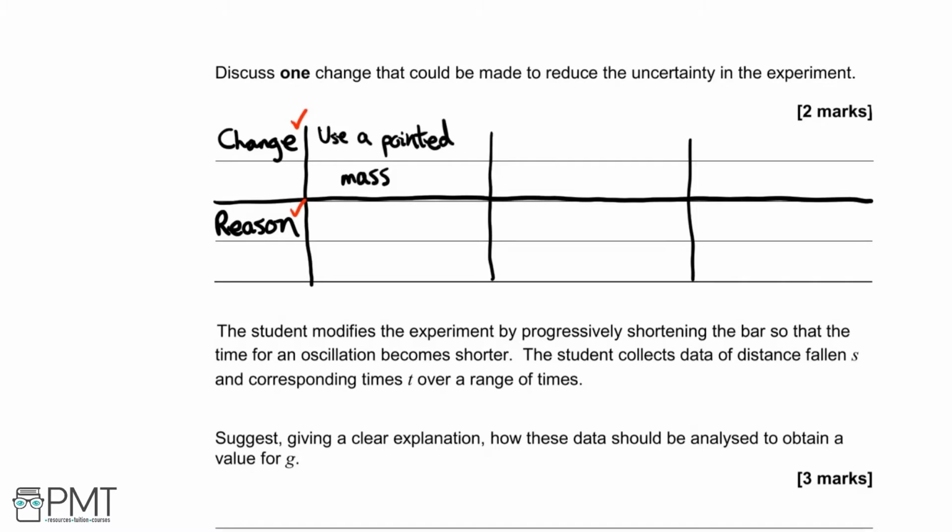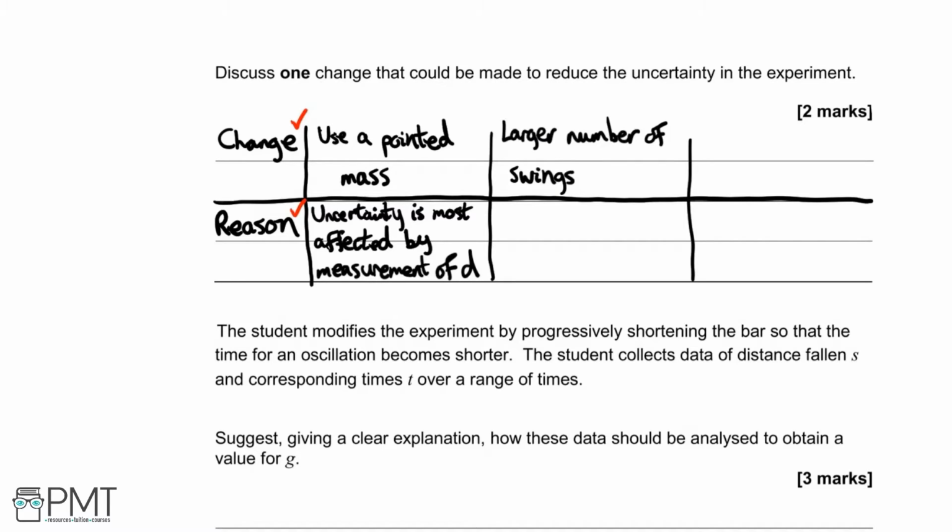So the first thing we could do is use a pointed mass instead of a full sphere. The reason for that is that the uncertainty is most affected by the measurement of d. Remember that we calculated the percentage uncertainty in the distance to be 1.7% compared to the time, which was only 0.64%. But more specifically, you'll get a finer point, a more defined mark on that bar.